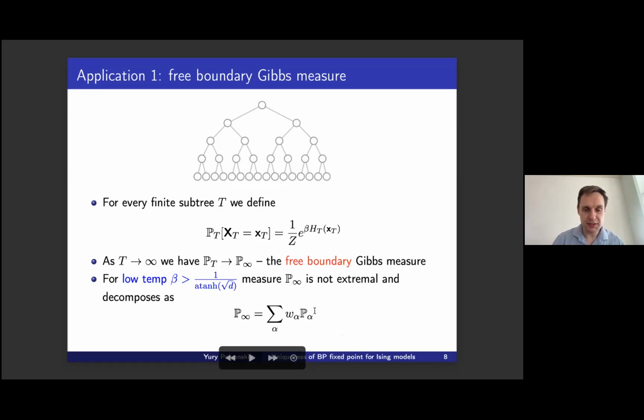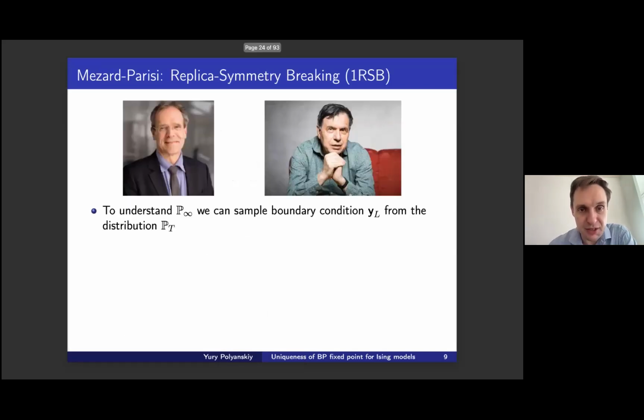Why? Because now, if we could characterize these extremal P alphas, then we could get some kind of understanding of this rich variety of Gibbs measures on infinite trees. And the question is how to count these P sub alphas. So this is where this cool idea of Mézard and Parisi came about. It's called the one step of replica symmetry breaking.